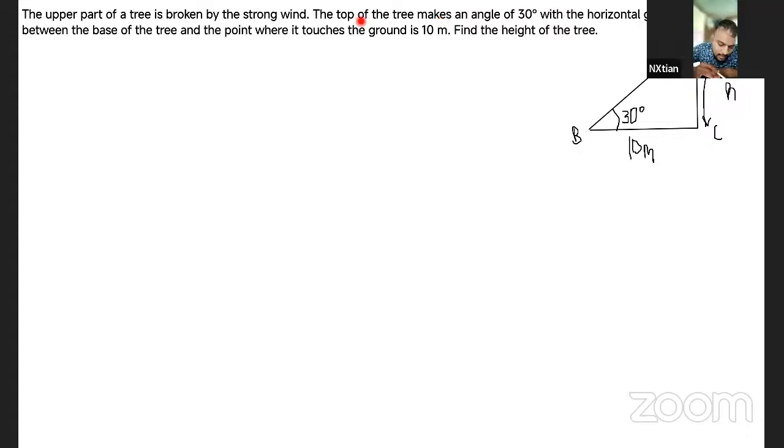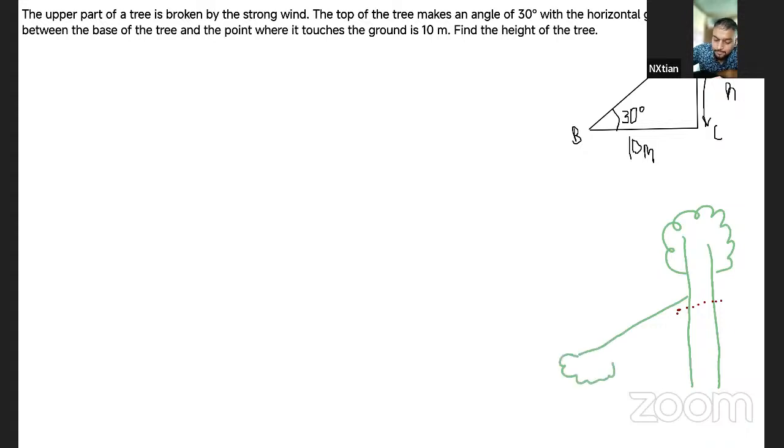Okay, so Hannah make a triangle. I'll make it a little bit creative. I'll make a tree. Okay, so understand it like this. Like this is a tree. Okay, and because of the wind, it got broke from this side. Okay, and the new tree becomes like this, because of the breaking part.